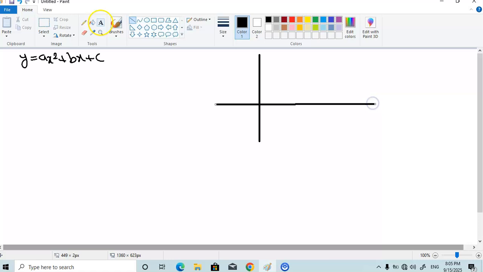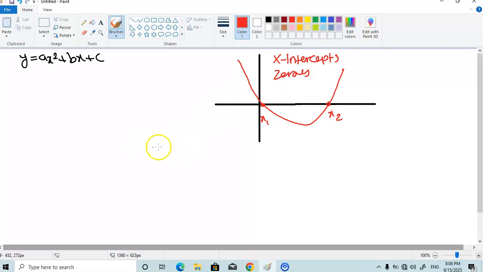As I always say, you have to see what you're finding so that it would make more sense to you. So what we are finding are these 2 points, x1 and x2, where the graph is going through the x-axis. We call them the x-intercepts, the zeros, or the points where the graph is going through the x-axis.